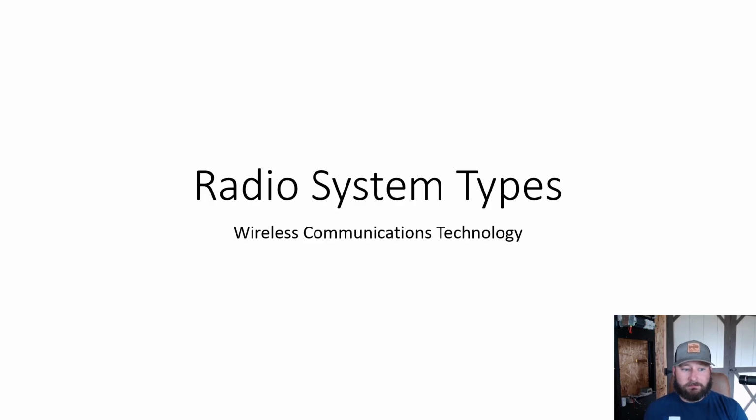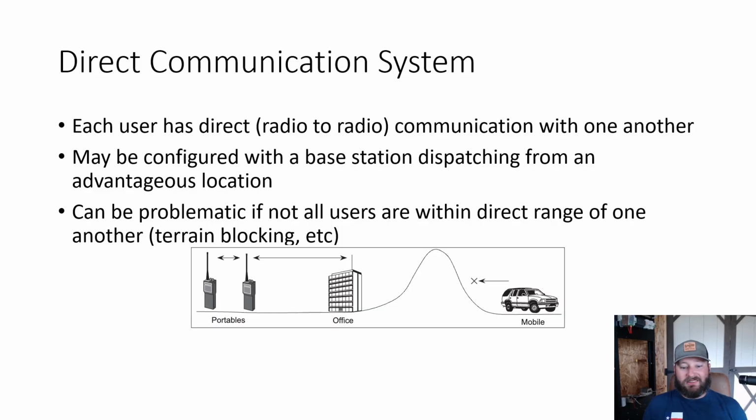So let's get started. The first most basic type of radio system out there is the direct communication system. Each user has direct radio-to-radio communication with one another. You can configure it with a base station dispatching from an advantageous location, but it can be problematic if not all users are in direct range of one another, due to terrain or whatever. This illustration really shows the office building can talk to the portables, but because of the hill, they can't talk to the mobile. Nobody can talk to the mobile.